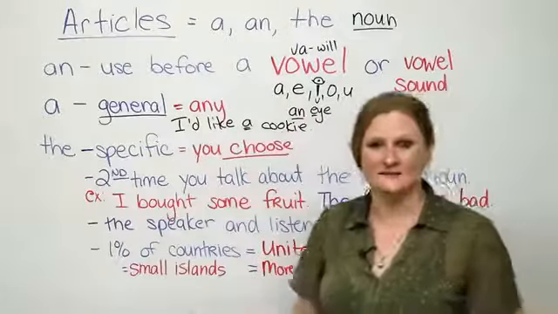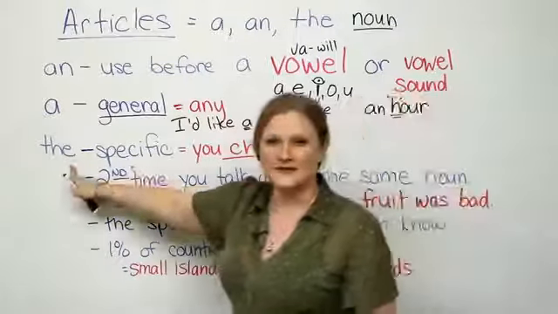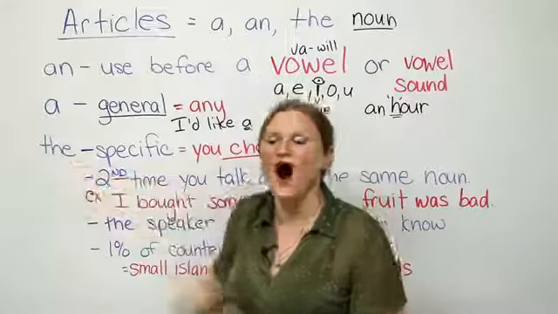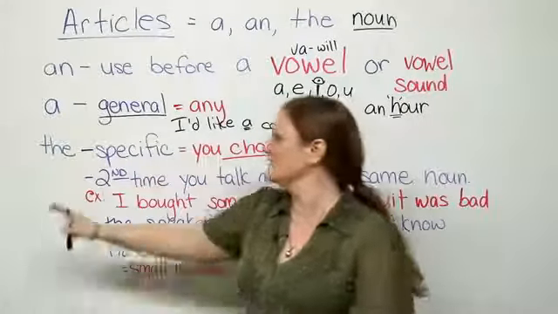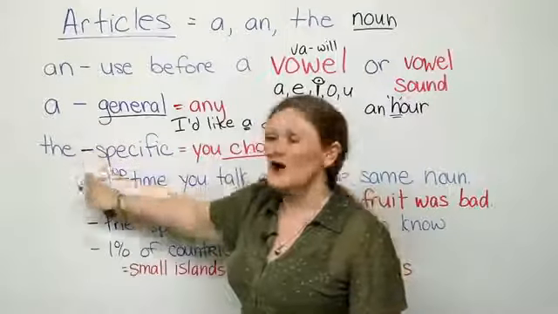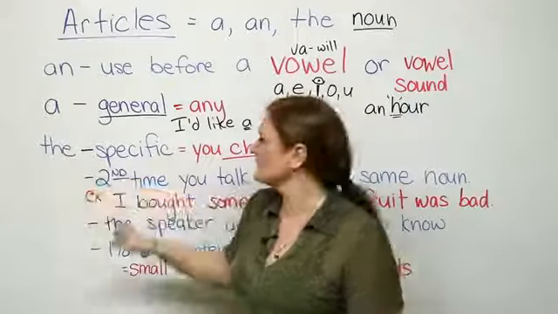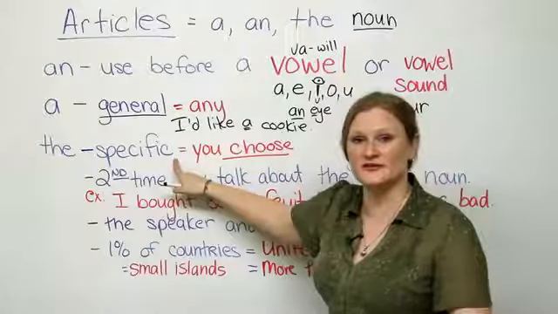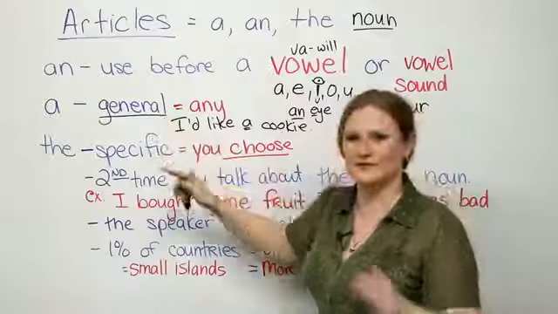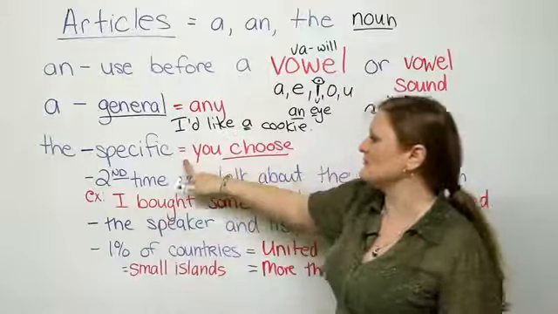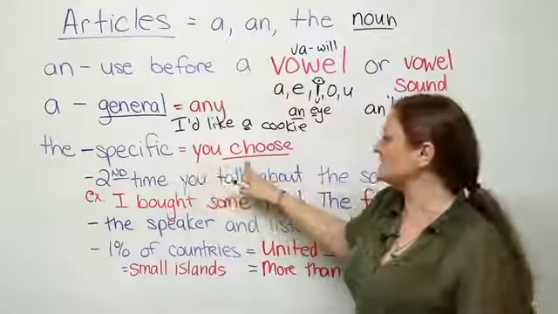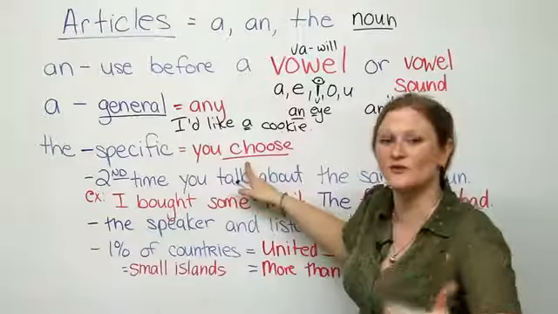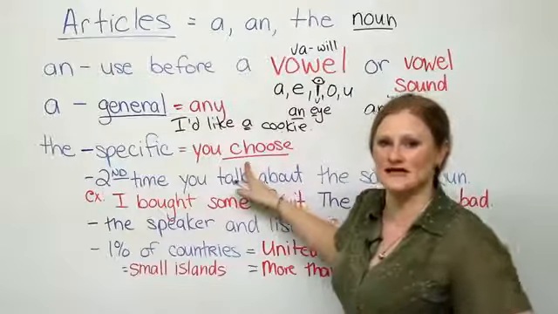I'd like any cookie. The next is "the." "The" is opposite to "a." "The" means something very, very, very specific. General and specific are opposites. This means you actually choose which one you are going to get.